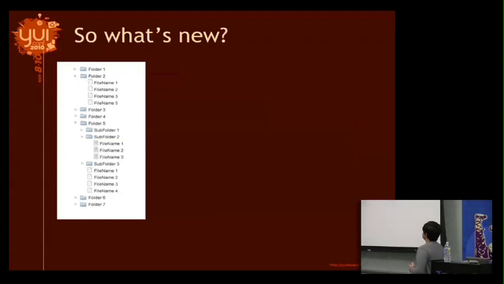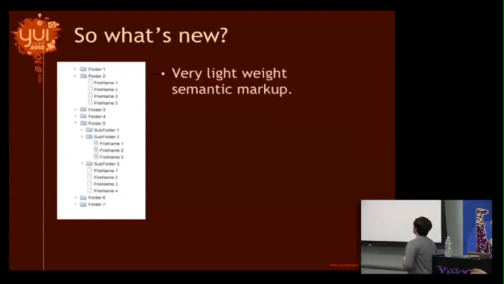So what's new on TreeView? Well, to start with, it's very light. It gives you semantic markup. All it's giving you, as of today, is a UL, an LI, and an element. That element you can specify to be whatever you want, a span, an anchor, you name it. But with those three elements, that's all you need, and you get a beautiful tree view.